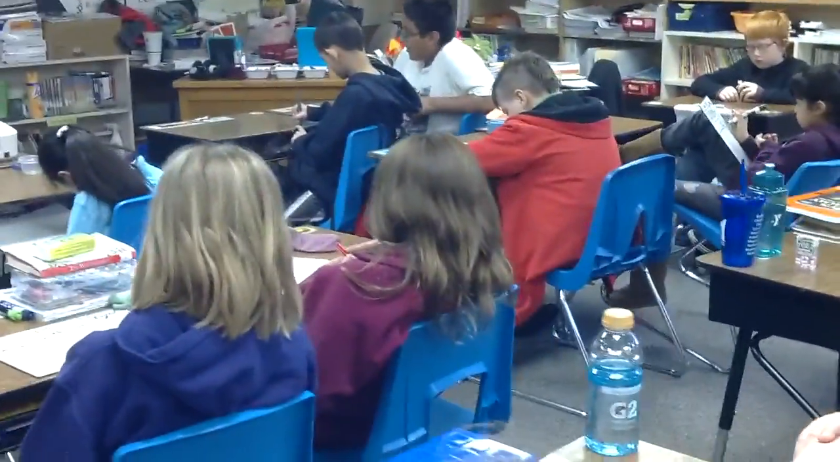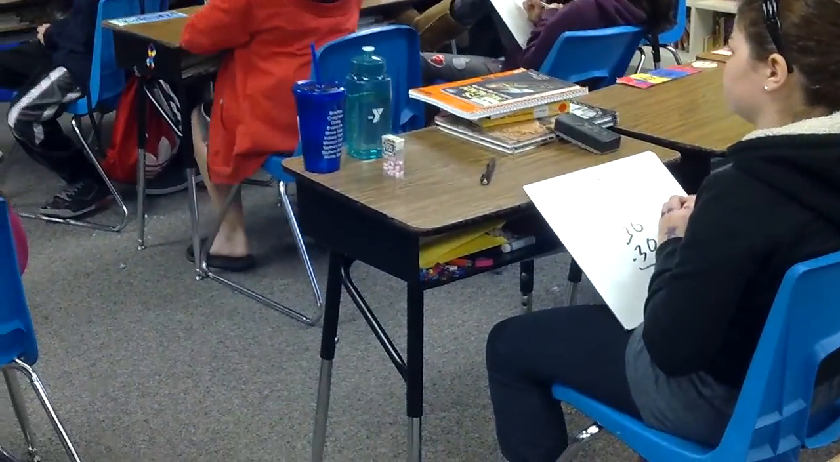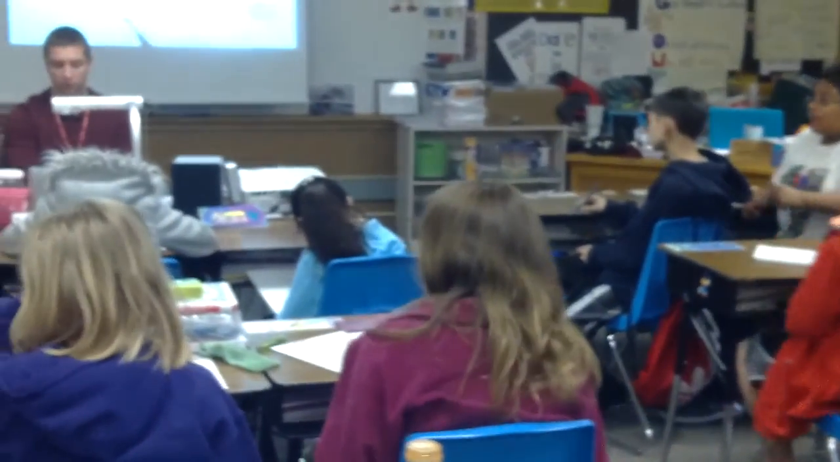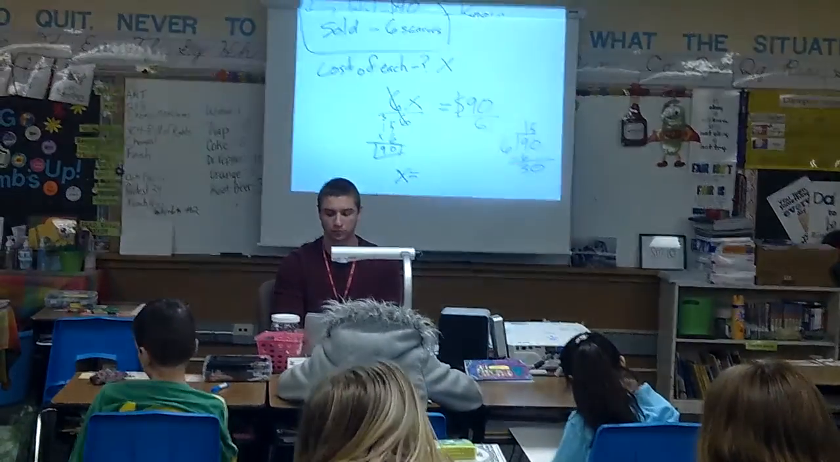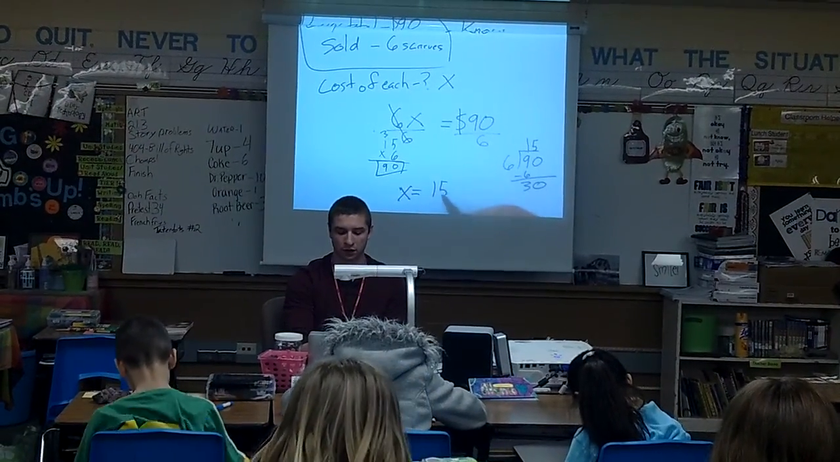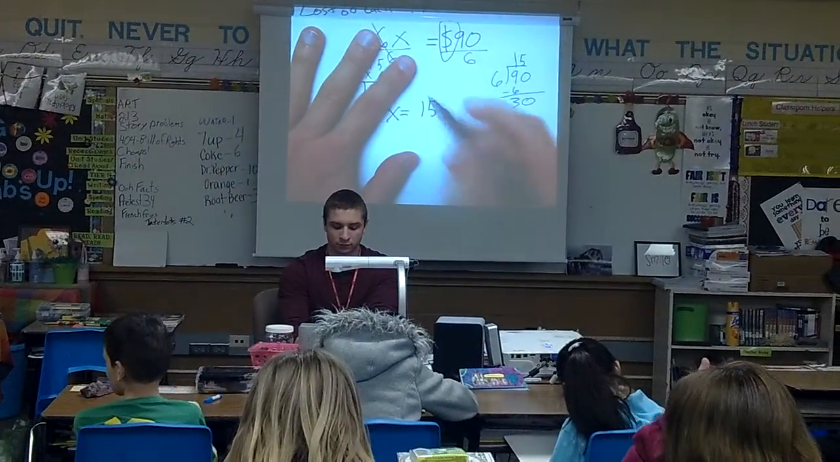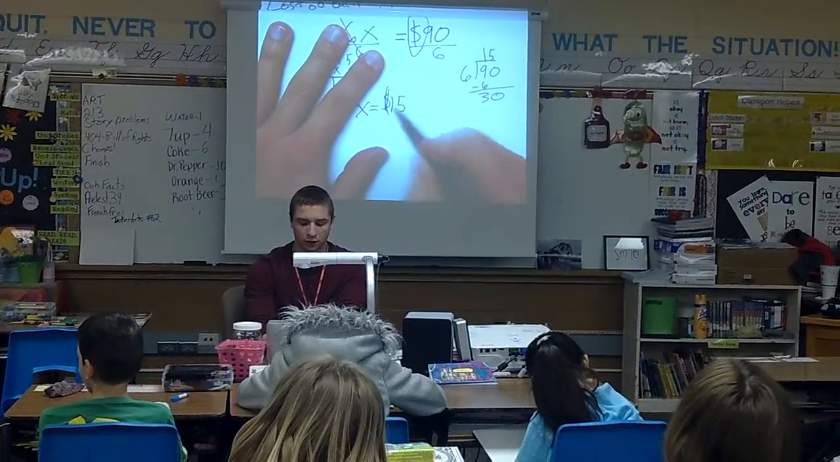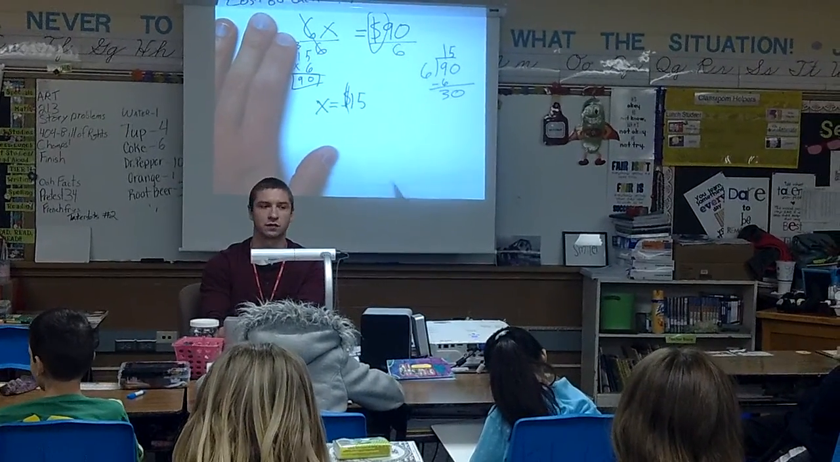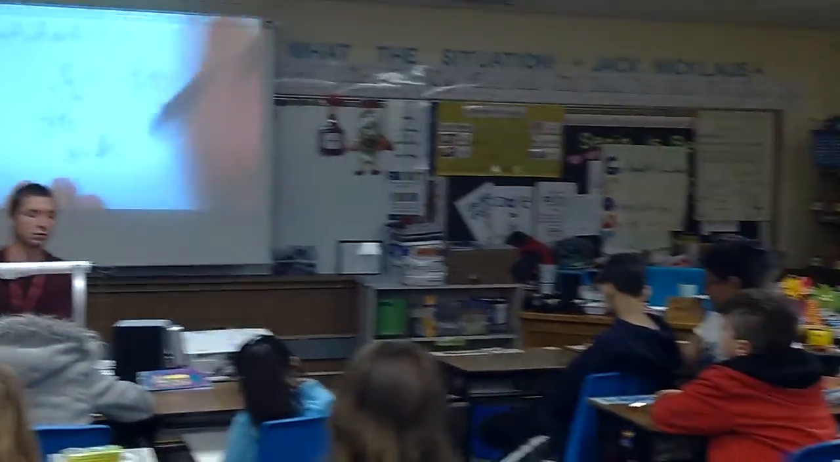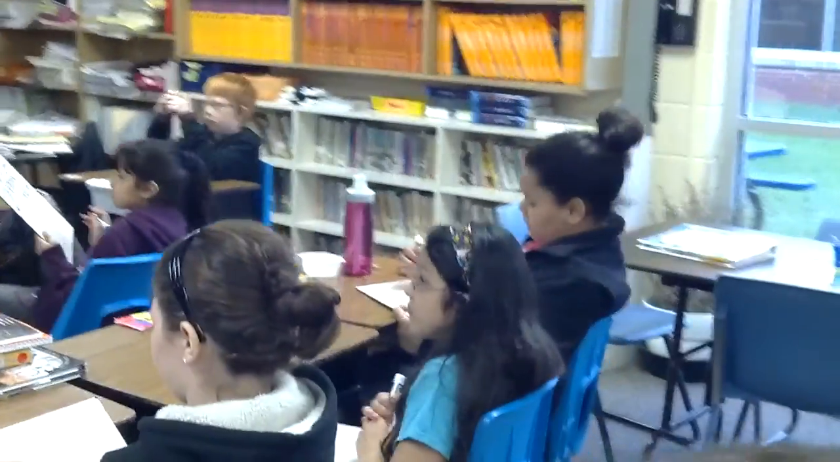6 times 1. 7, 8, 9. So, what can we say x equals? Is there any label on it? I do it with 2 lines. Two lines. That's what I would always do. X equals $15. Do you guys see that? Yeah. Okay, we're gonna do more of that.